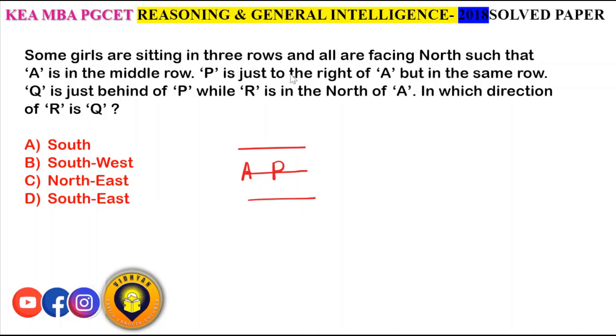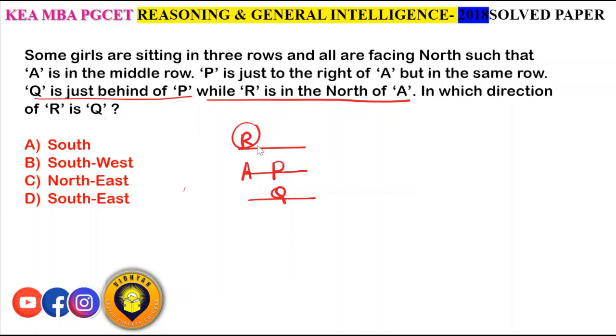Then P is just to the right of A, but in the same row Q is just behind P. So Q is just behind P. Then while R is in the north of A. North of A means what? Here R is in the north of A. So in which direction of R is Q? So Q is in which direction of R?